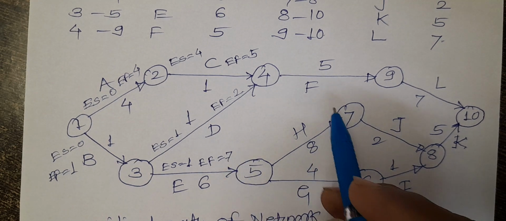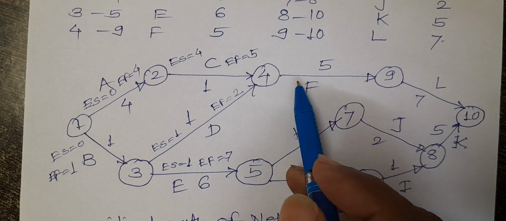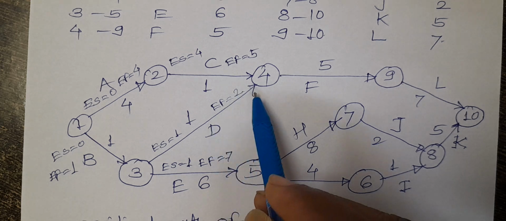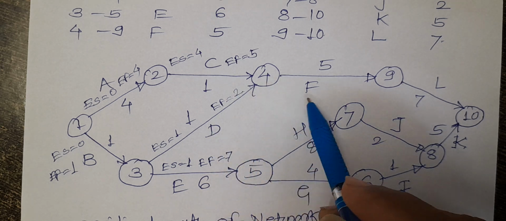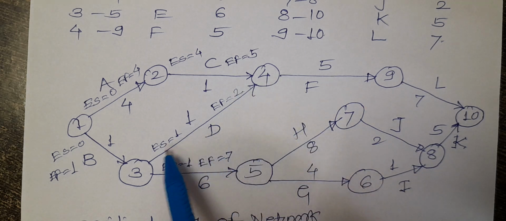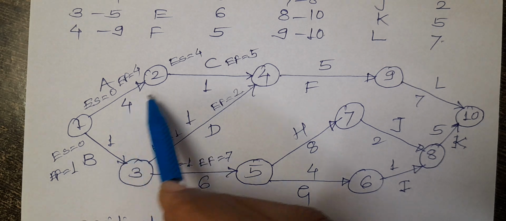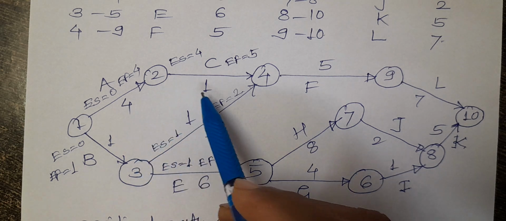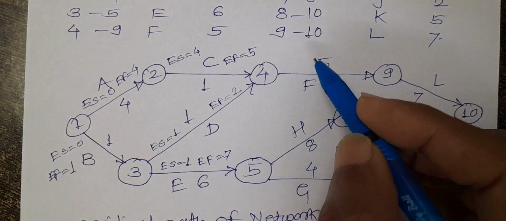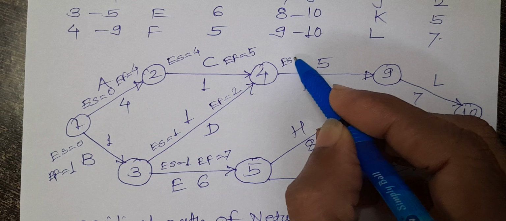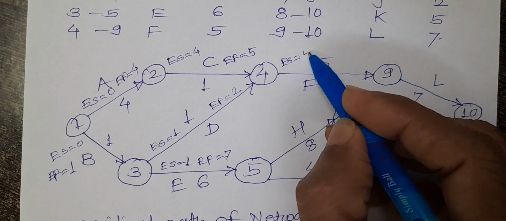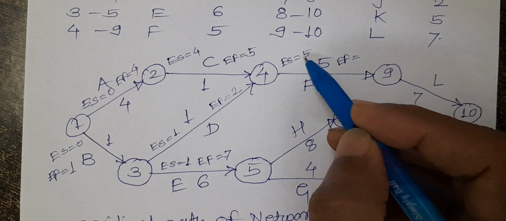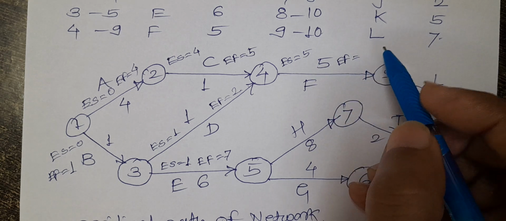Next is this activity. What is the earliest start for this activity? Now there are two branches coming to this node 4, so we have to go for the highest. The highest is 4 plus 1, and this is 1 plus 2, so it is only 2, this is 5. So the earliest start for this activity is 4 plus 1, 5, and earliest finish for this activity is 5 plus 5, it is 10.